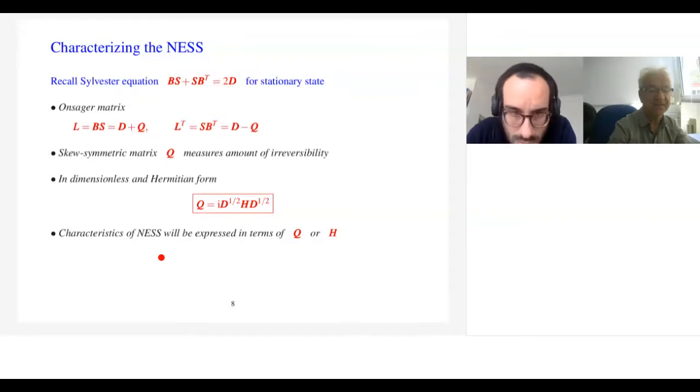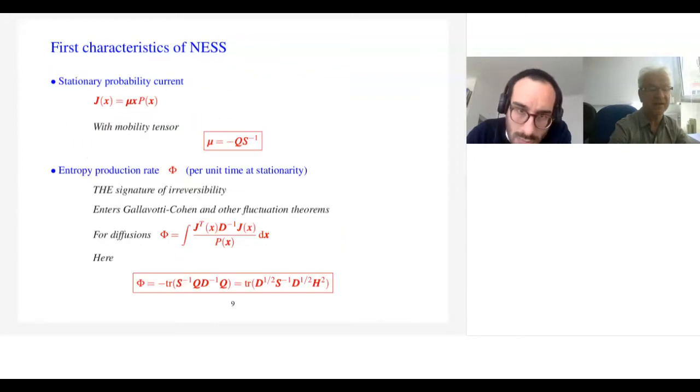And to sum up what will follow soon, all the characteristics of this non-equilibrium stationary state will be expressed in terms of Q or equivalently in terms of H. So let me start with a few simple things. For instance, the probability current. You know, one characteristic of non-equilibrium stationary states is that they have permanent probability currents at the microscopic level.